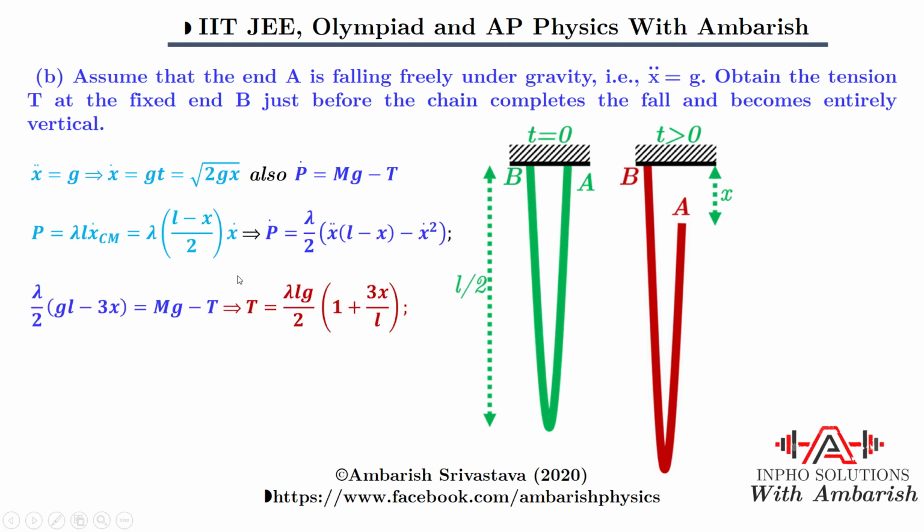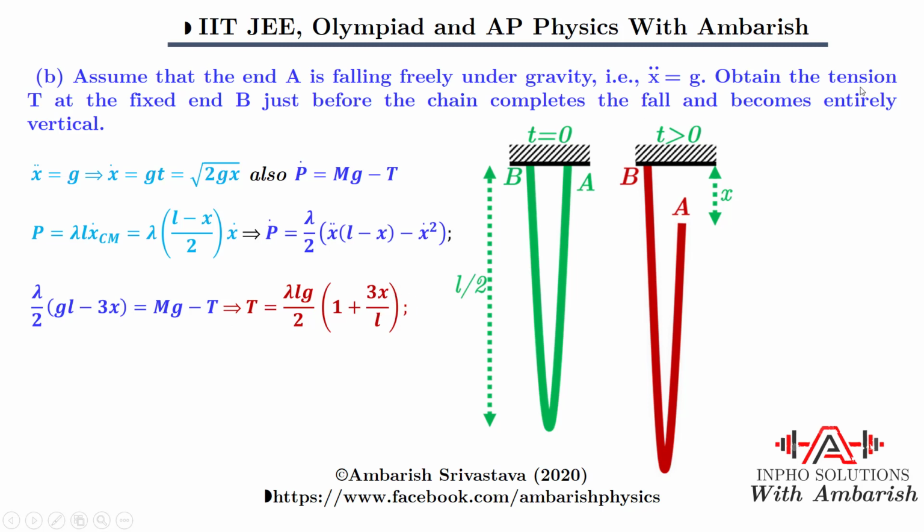And what do we get? By equating the RHS and simplifying, putting x double dot as g and x dot square as 2gx, this is what you get: mg minus T is equal to lambda by 2 times g(L minus 3x). And from this you can find out the value of tension. If you simplify this, and m is of course lambda into L, you can take the tension term to the other side, and this is what you get for tension.